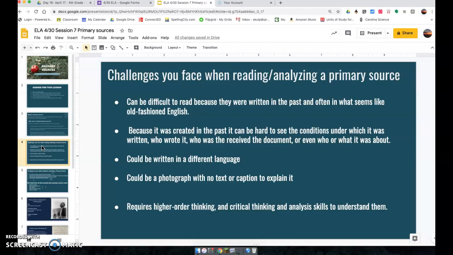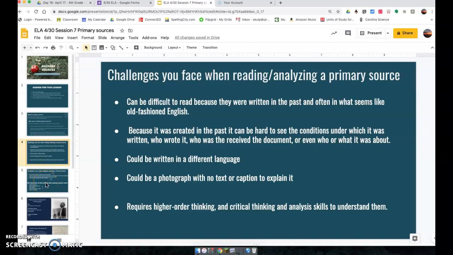It could be written in a different language. It could be a photograph with no text or caption to explain it, and just a black and white photograph since it's older, so it's even harder to understand where it was taken. They often require higher order thinking, critical thinking, and analysis skills to understand them.